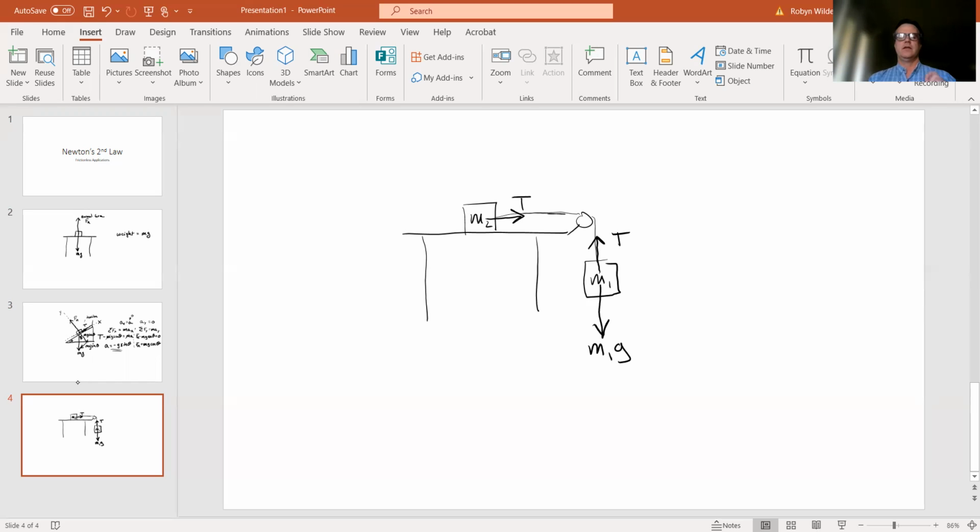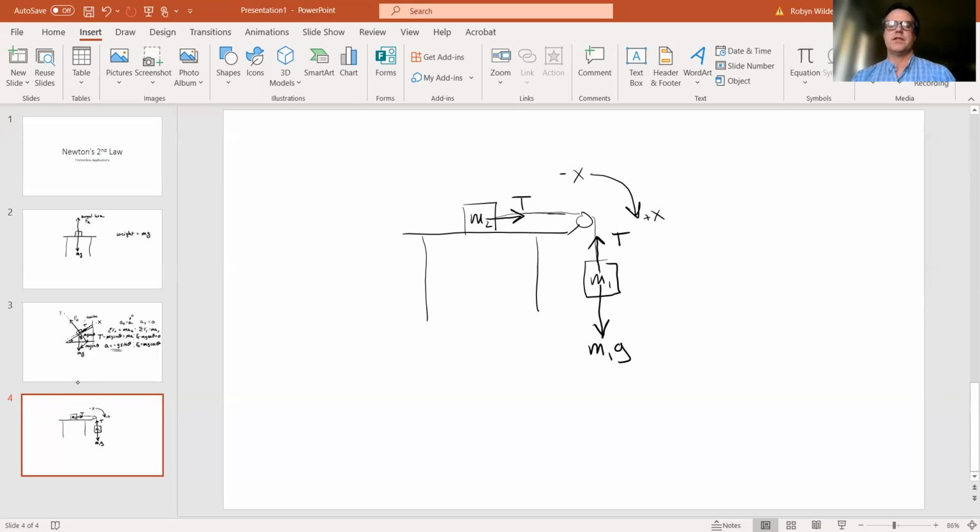In fact, this problem is really just a one-dimensional problem, right? Because it's kind of like you took the x-axis and wrapped it around the pulley. So this would be my positive x direction, and this would be my negative x. So any force making the pulley go clockwise is a positive force. Any force making it go counterclockwise would be a negative force.